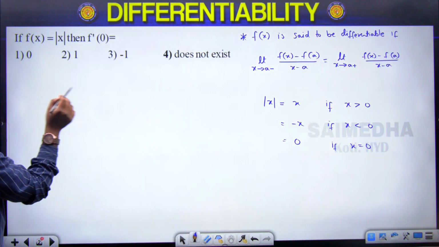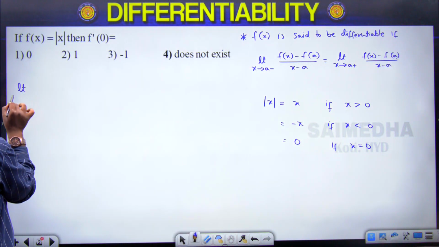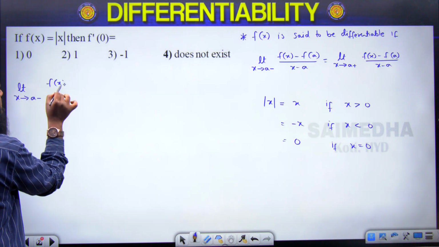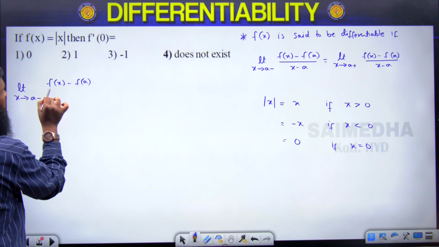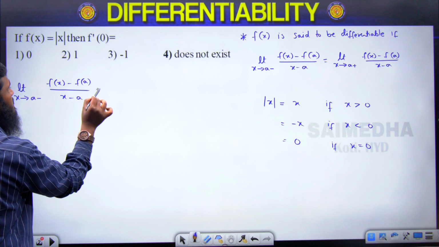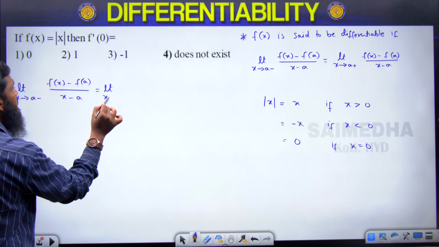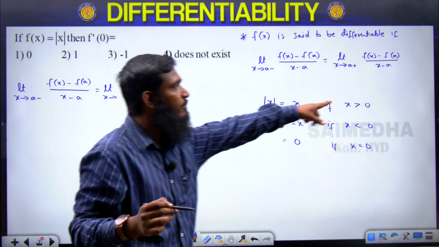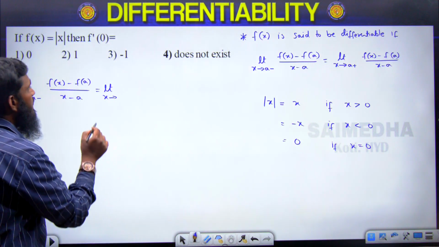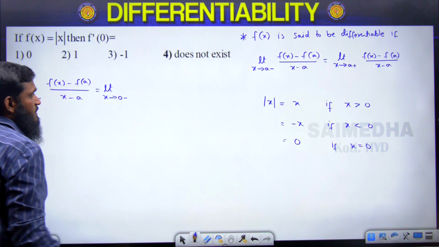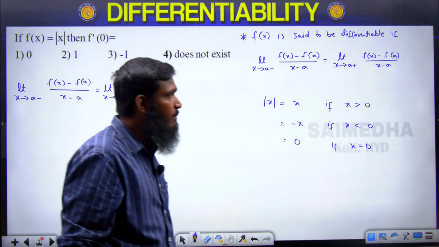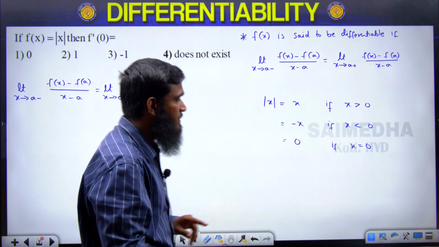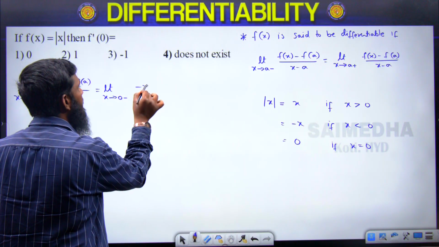Now let us see this part. First we are finding the value of limit x tends to a minus, f of x minus f of a divided by x minus a. What is the a value we have over here? The a value 0 is given, f dash of 0 means a is 0, that is why we have taken 0 here. So, limit x tends to 0 minus. Whenever we have limit x tends to 0 minus, which function do we take? We take the function as minus x. So we have taken this part as minus x minus.